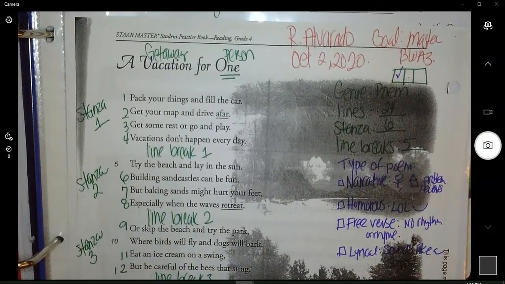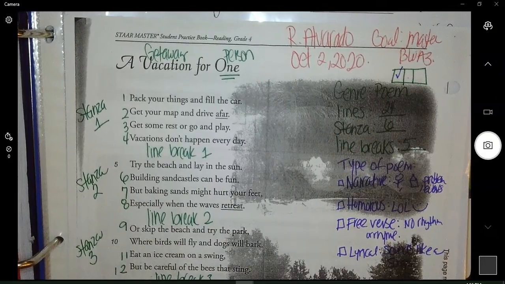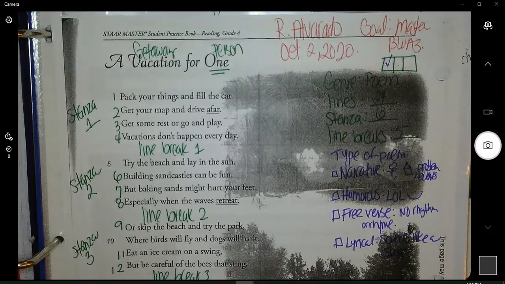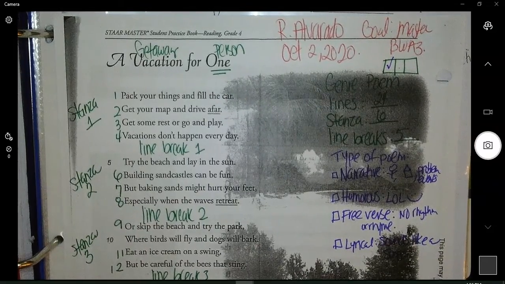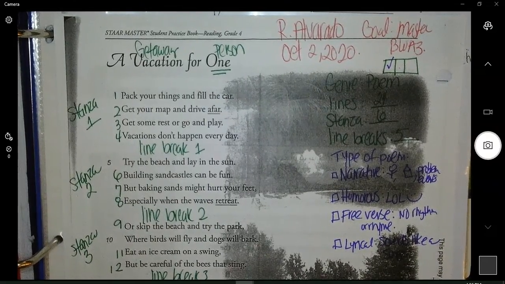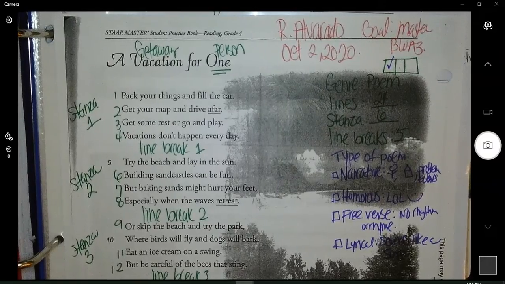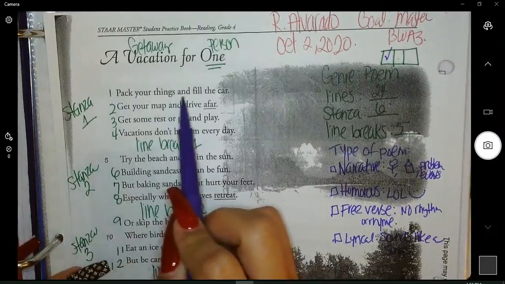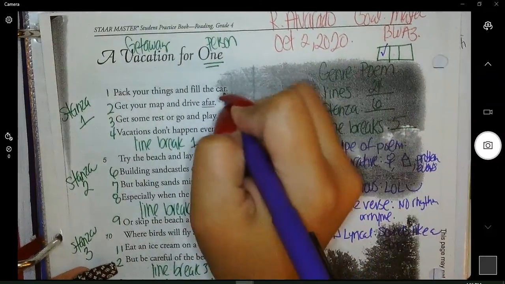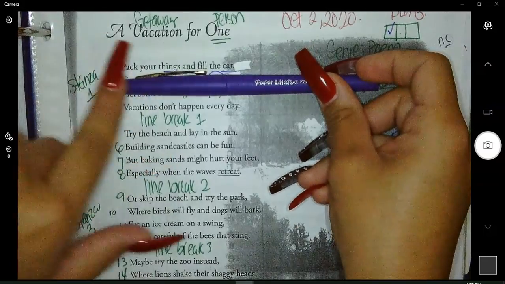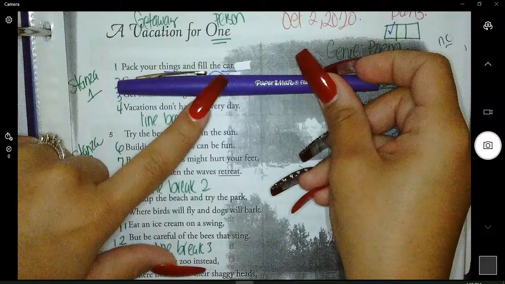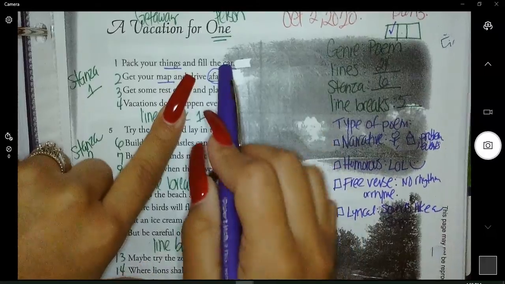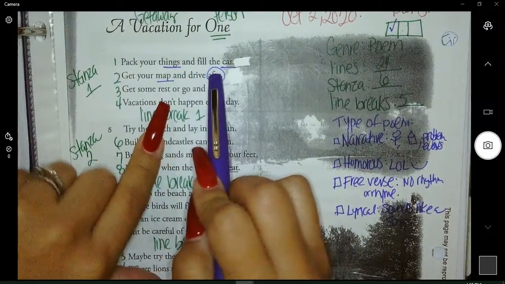This time we are going to look for any rhythm, any rhyme, anything that I can see in my head, any figure of speech, imagery, sensory language. All right. Pack your things and fill the car. So this line is talking about packing your things, filling up the car. So I'm going to go ahead and underline things and car. Line 2, get your map and drive afar.